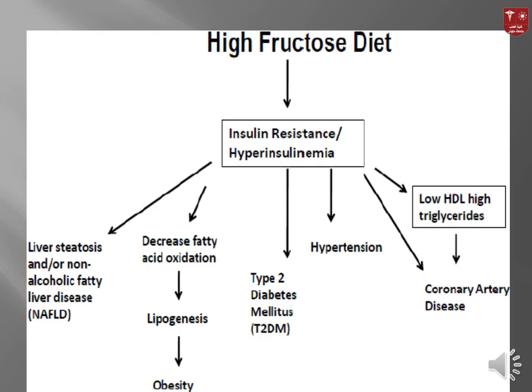So this can lead to liver steatosis or non-alcoholic fatty liver disease, accumulation of fat in the liver, and this is a fatty liver disease, okay? It affects the liver function. Accumulation of excess fat in the liver affects the liver function. What else? This can lead to excessive lipogenesis, like I've just said, and this can lead to obesity, overweight. So if someone consumes a high fructose diet, he can be overweight or obese.